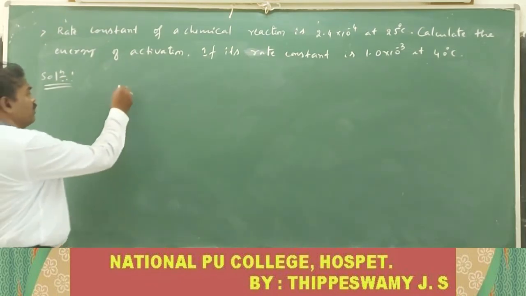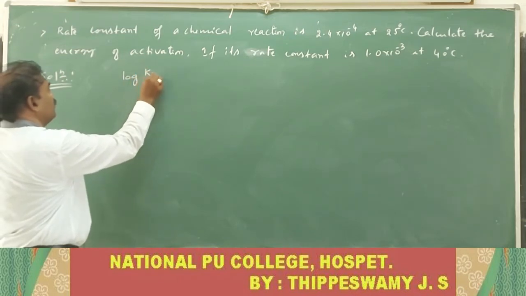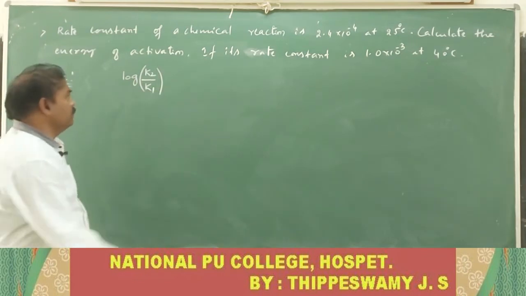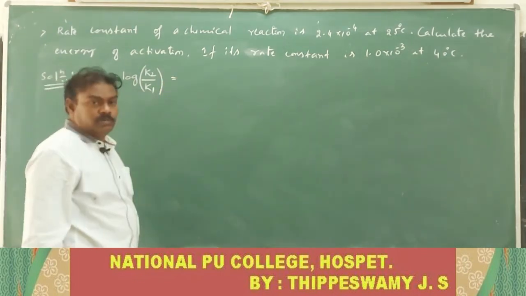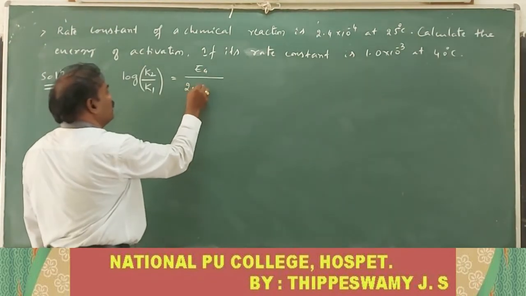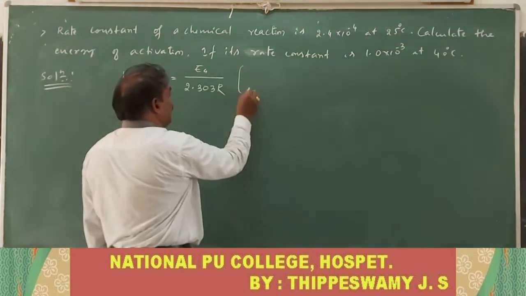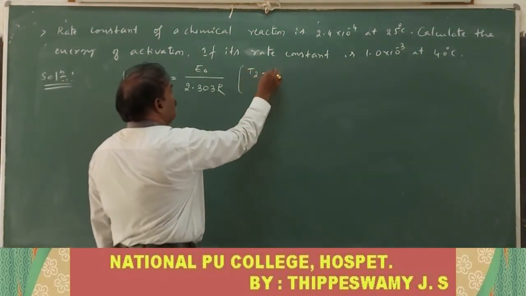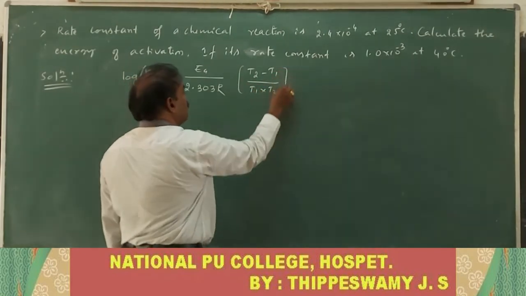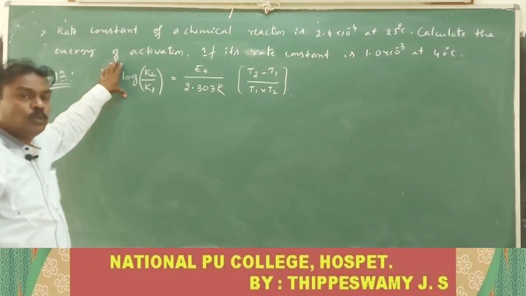So we know the formula accordingly: log K2 by K1 is equal to Ea divided by 2.303 into R, into bracket T2 minus T1 divided by T1 into T2. So this is the formula regarding the Arrhenius equation at 2 temperatures.